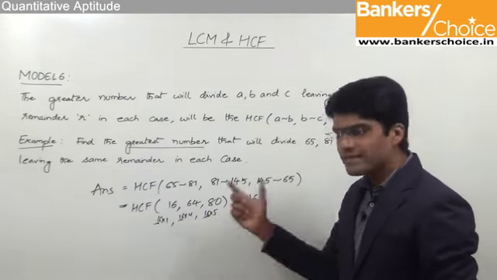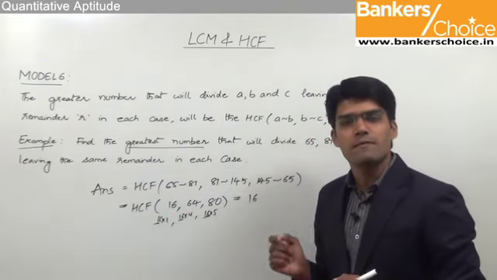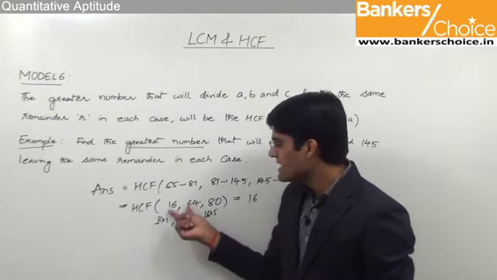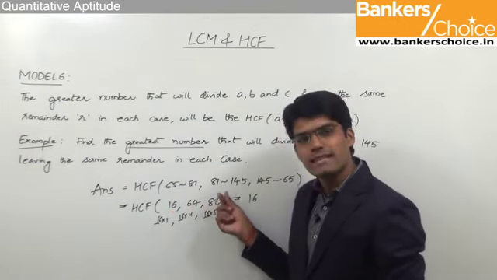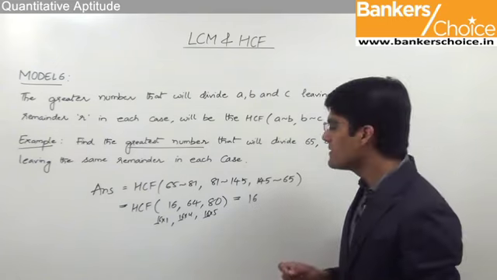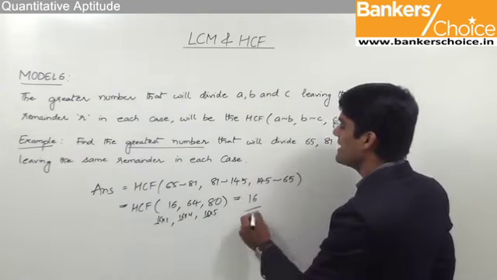Otherwise, if we don't get this idea, then we can go for the procedure that we have discussed for finding out HCF of three numbers. That is, first find out the HCF of 16 and 64 and with the answer and the left out number 80, again find out the new HCF. So that gives the overall HCF for the three numbers. So the answer for this question has to be 16.